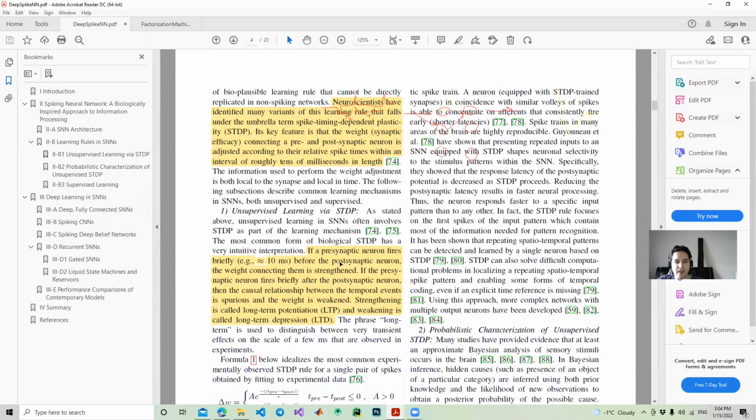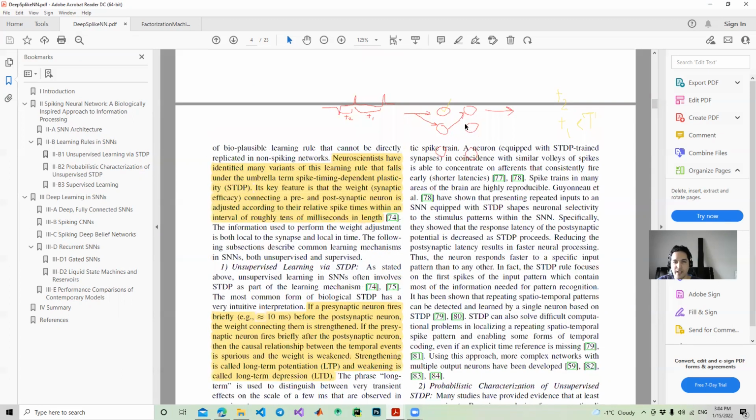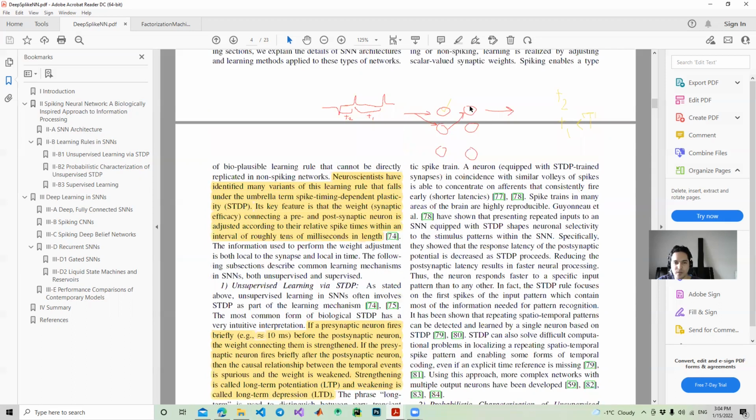If a presynaptic neuron fires briefly, about 10 milliseconds, before the postsynaptic neuron, so we have two neurons like this one and this one, and this is the pre and this is the post, so if this neuron fires before this one, it means the connection should be strengthened, because this spiked before this one spiked.